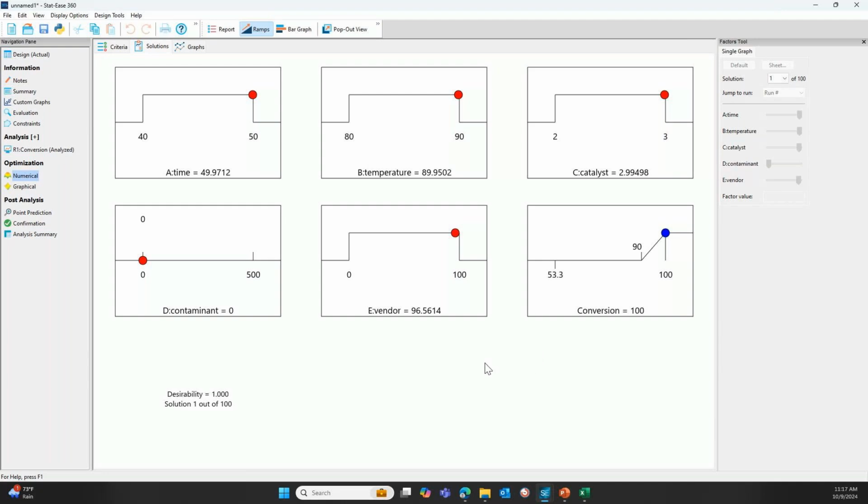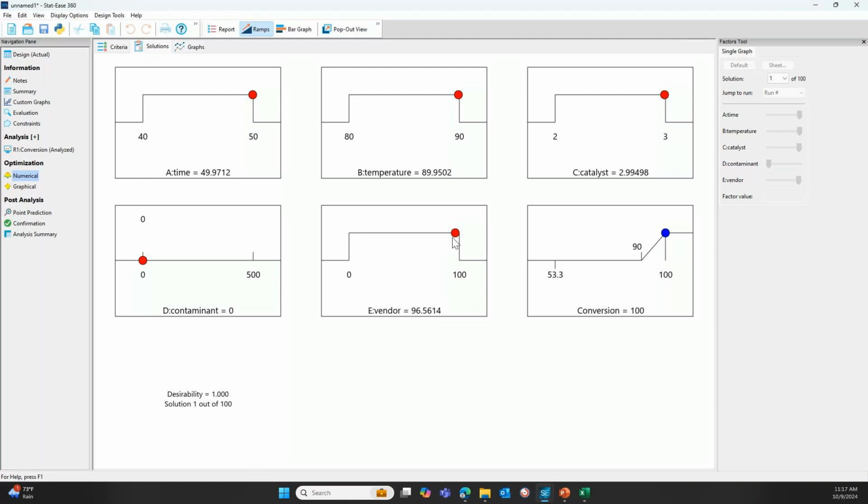And with this ramp view, yes, I can do very well with this system. I have the time, the temperature, the catalyst, the contaminant. We like no contaminant. Okay, so apparently the contaminant is a detrimental thing. So right now we know that we're going to want to filter out that contaminant because we want to be zero here. And the vendor for the catalyst, it looks like it pretty much wants to be vendor A, right?